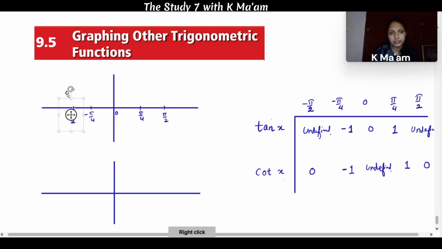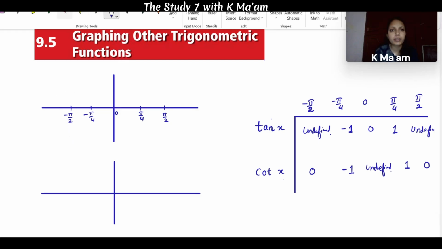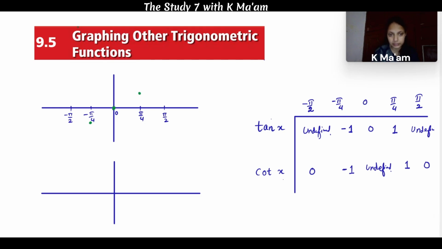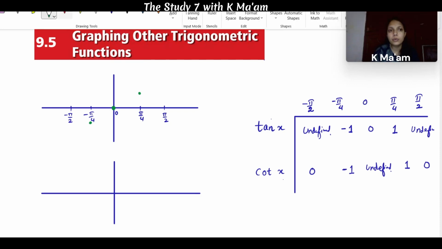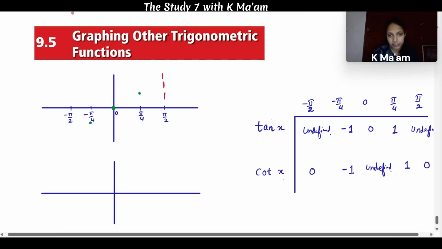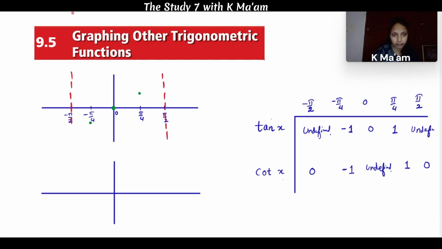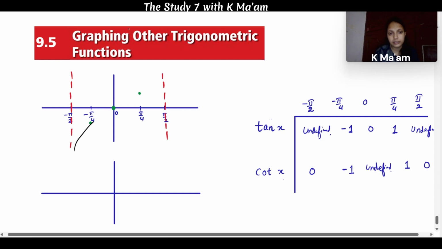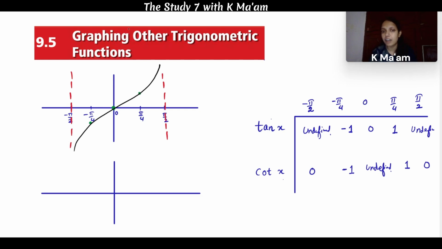Let's mark only the points which are defined. The value at negative pi by 4 is negative 1. At pi by 4 it's positive 1 and at 0 it's 0. Pi by 2 is undefined, so I draw a vertical asymptote here. Now draw a curve that connects them. It's like this. Done. This is the graph of the tangent function, y equals tan x.